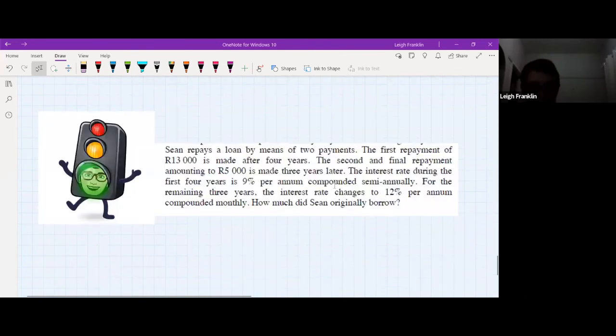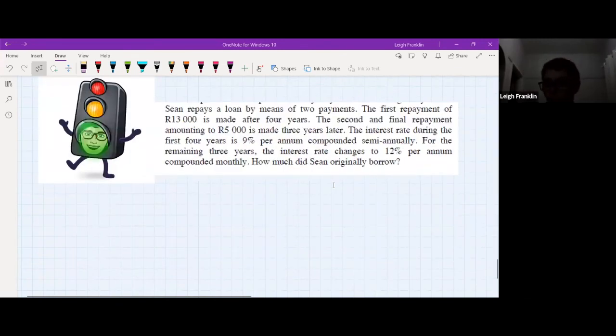Hopefully this one will challenge us a little bit more. So now we have Sean. Sean repays a loan by means of 2 payments. The first repayment of 13,000 Rand is made after 4 years. The second and final repayment amounting to 5,000 Rand is made 3 years later. The interest rate during the first 4 years is 9% per annum compounded semi-annually. For the remaining 3 years, the interest rate changes to 12% per annum compounded monthly. How much did Sean originally borrow?